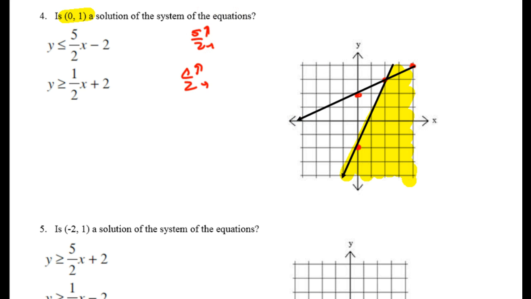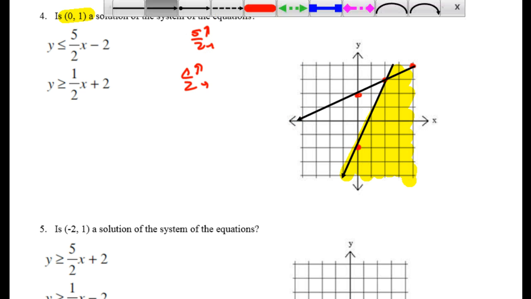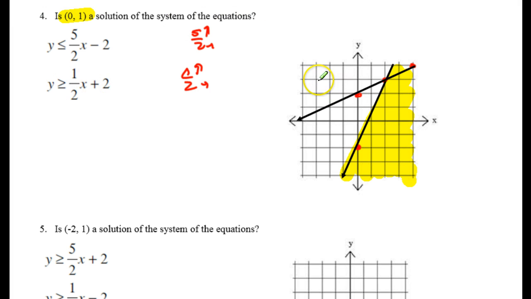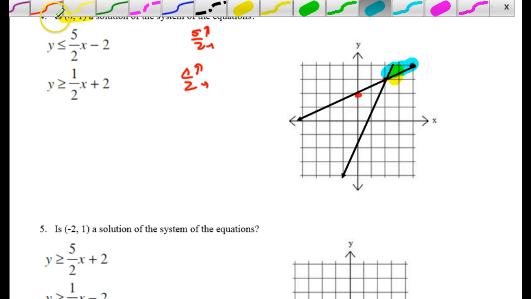Okay? Now when we shade this part, it's going to be above because it's greater than. So that means right here. Okay? Now if we clean this up, you'll see that the only place that it's overlapping is this small section. Alright, so if I clean that up, that is our solution. Anything in that section where they're overlapping.